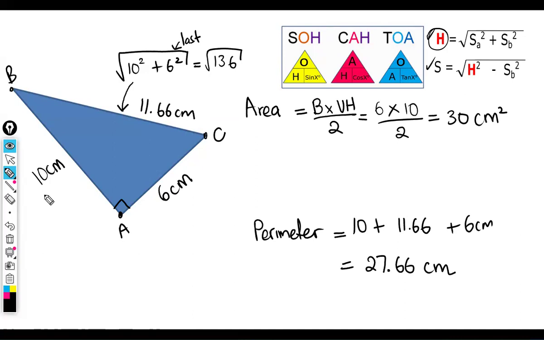Some people are saying it's wrong. That's now 10 plus 6 plus 11.6. Nah, it's correct. That's the answer I got.